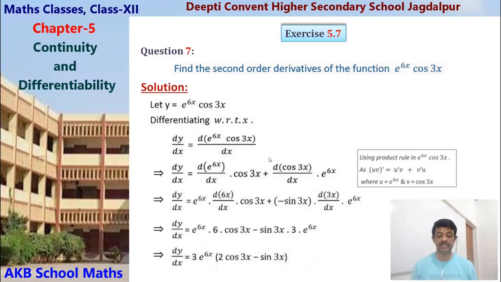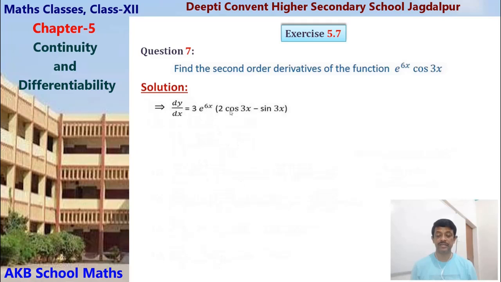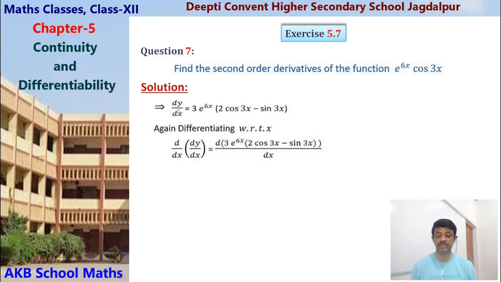Now for finding the second derivative, again differentiate it. Again differentiate with respect to x. Here 3 is constant, e to the power 6x times this is a product, dy by dx on the left-hand side, and d by dx of this on the right-hand side. Now d2y by dx square, second-time differentiation: 3 is constant, take it outside, d by dx of this, here first function and second function.